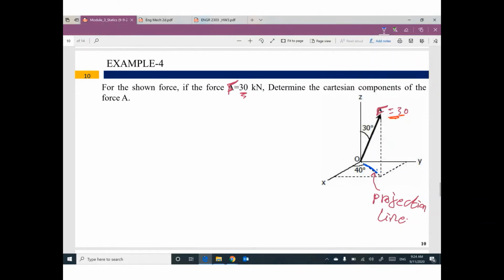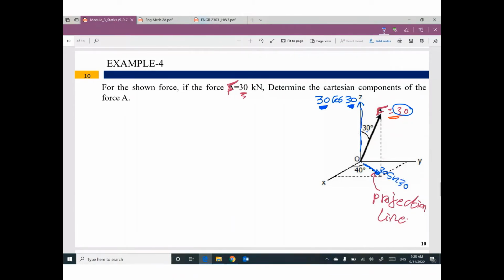and z-axis. Which one will be sine? Which one will be cosine? Based on the given, which angle is given? 30 between the force and the z. So this component will be 30 cosine 30. 30 is the value of the force. The second 30 is the value of the angle. And the projection line component will be 30, the force, sine the given angle 30.